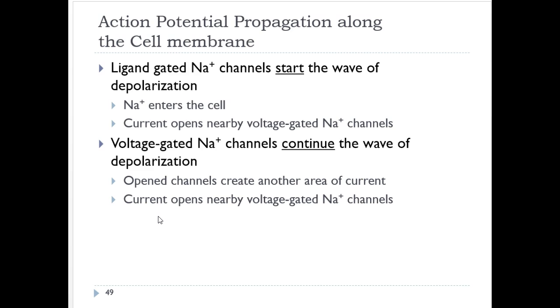So the ligand-gated sodium channels start a wave of depolarization. Sodium enters the cell. Currents open nearby voltage-gated sodium channels. And eventually, the voltage-gated sodium channels continue the wave of depolarization, going from one area to the next, to the next, to the next, until that current is gone.